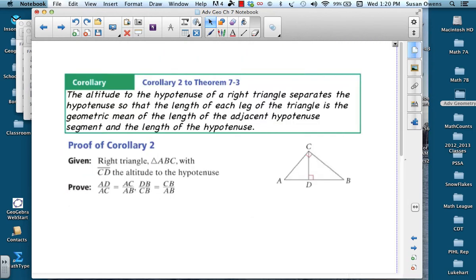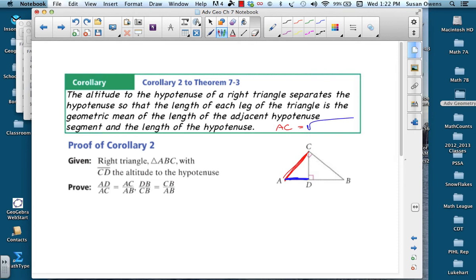Here's another corollary. This one says the altitude to the hypotenuse of a right triangle separates the hypotenuse so that the length of each leg of the triangle is the geometric mean of the length of the adjacent side to the segment to the length of the whole hypotenuse. So what it's saying is if I take one of the legs, it's also a geometric mean. So AC is a geometric mean, except for this time it's a geometric mean of the piece that's closest to it, AD, and then the whole entire hypotenuse, which is AB.